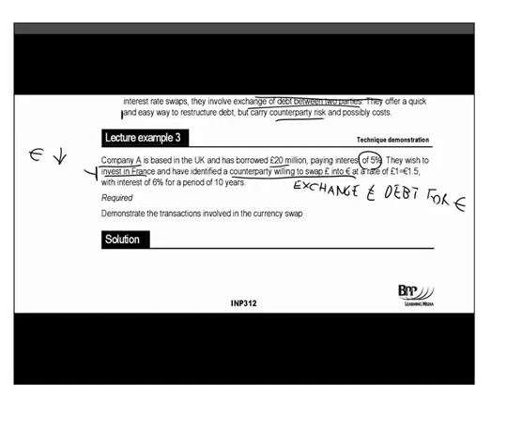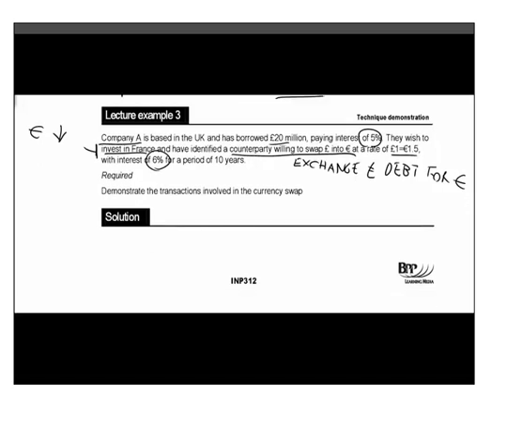The swap is going to be at a rate of £1 to 1.5 euros, and the interest on the euro debt is 6%, and the swap is going to last 10 years. So how is this going to operate? Well, we'll start off with company A borrowing their £20 million.